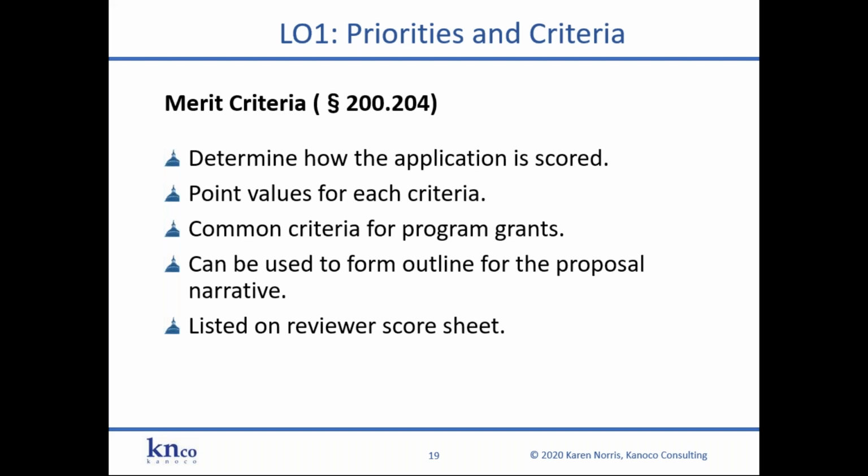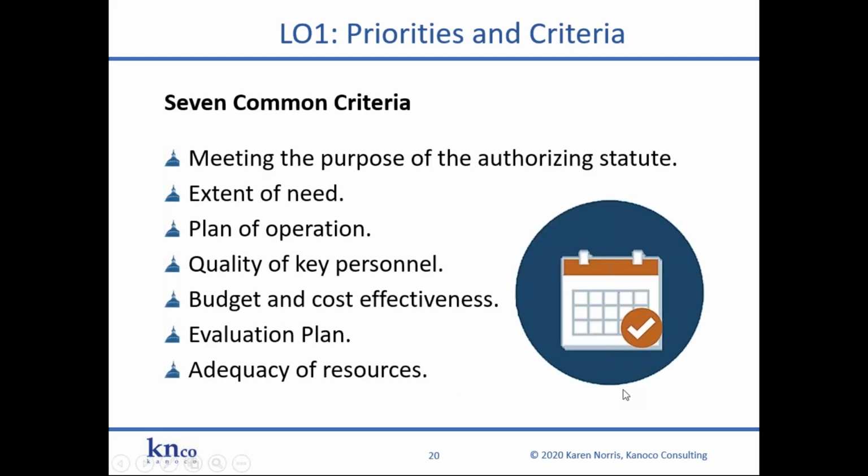So you want to make it as easy as possible for those reviewers who are reading your proposal to find the different merit criteria. So you would want to be sure to write your narrative in the same order as the criteria. Make a bold heading. Plan of operation is generally one. Quality of key personnel is generally another one. So you would want to use those scoring criteria as the headers in your outline to write your narrative, so the reviewer can easily find the criteria and score it.